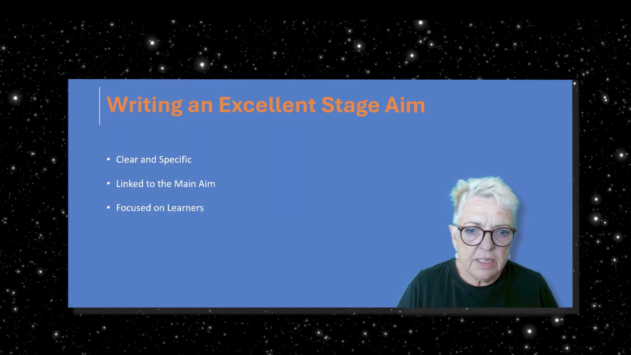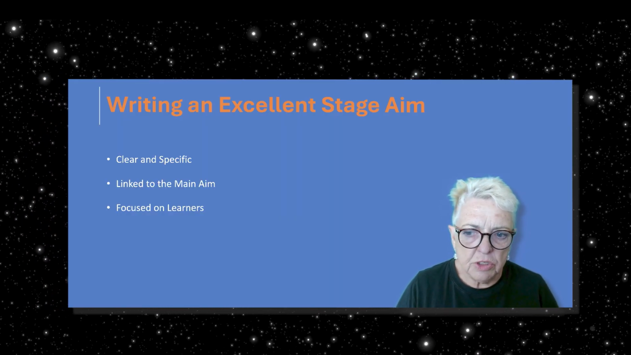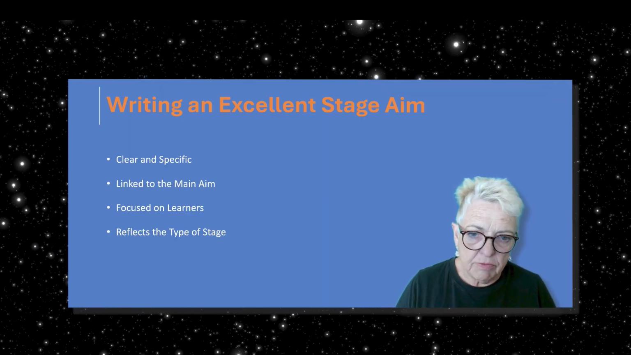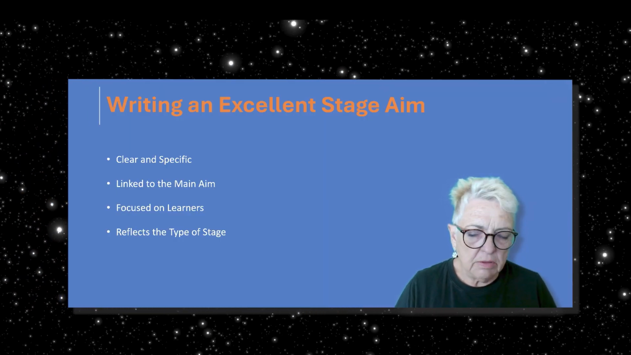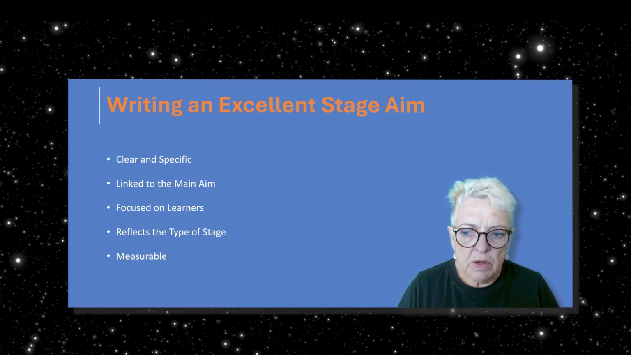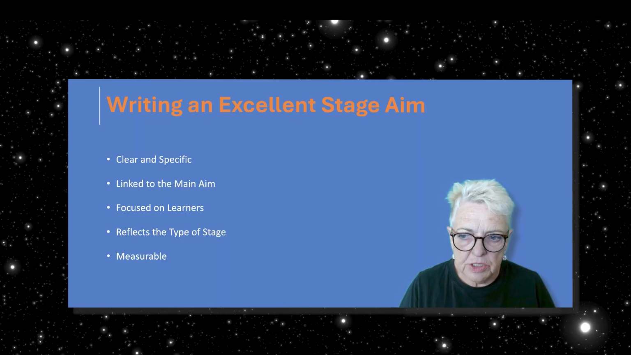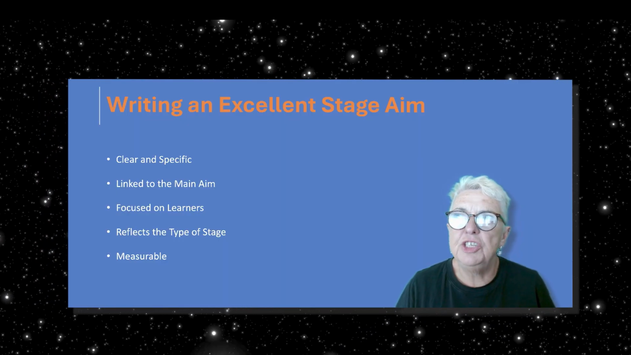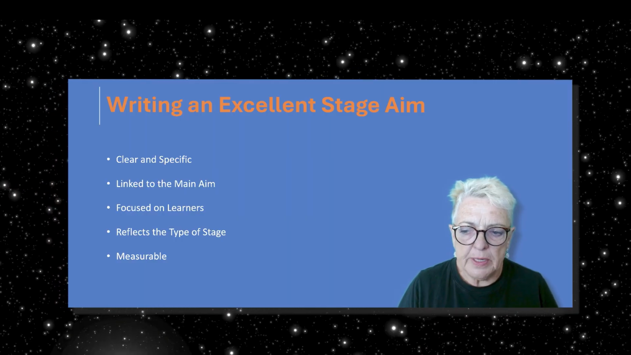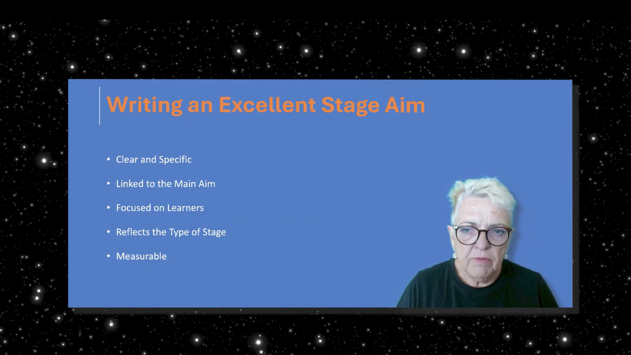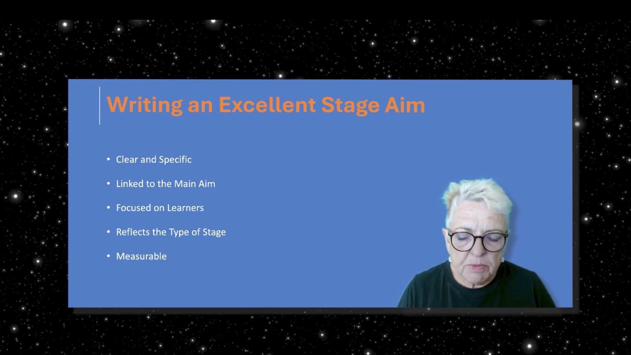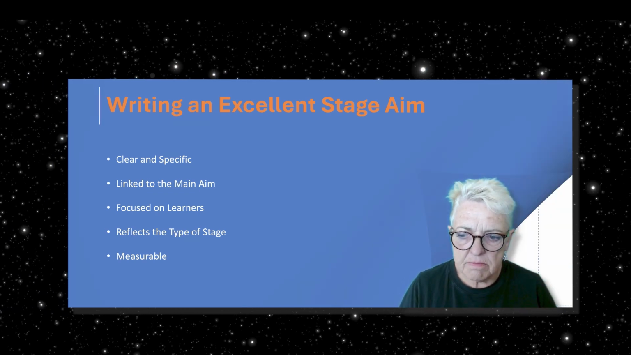It's focused on the learners: students will be able to, students will. It reflects the type of stage. Is this a reading section? Is it speaking? Is it measurable? So is it clear to you and the student when they have achieved it? So, for example, the difference between "talk about the weather" or "find 3 things about the weather that you agree with." So one is measurable and the other is not.